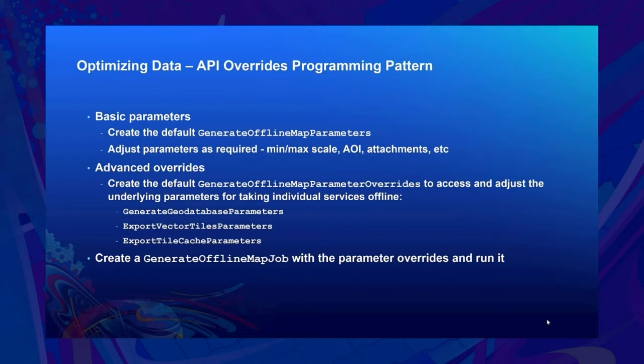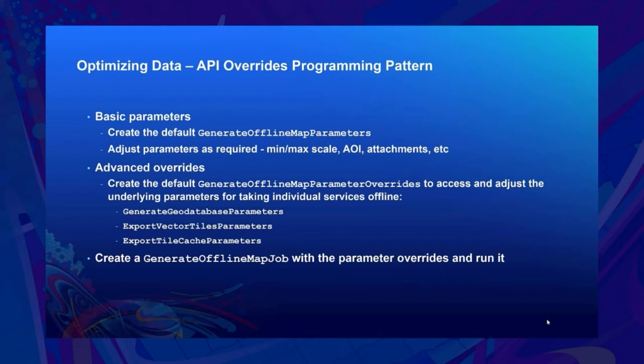So that means they've set sensible default values for things like attachments, whether you would be taking just the schema of feature tables, feature layers, and so on. So a whole set of default parameters that are a great place for you to start for a good default experience. But then you can adjust them as required. So you can change all of those settings on the generate offline map parameters, and that gives you enough control for 90% of the use cases that you'll encounter.